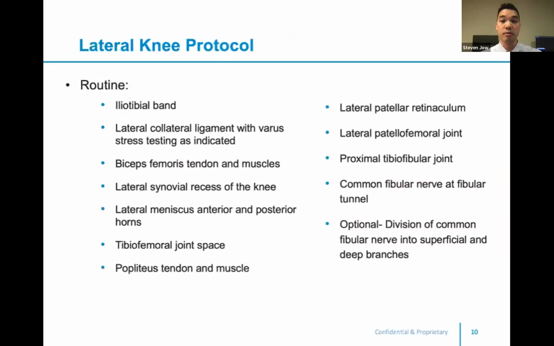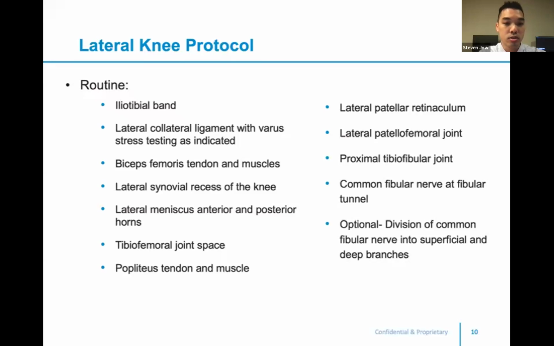So a very common technique for the lateral knee that I learned is the Z-scan protocol, in which we start at the IT band and anchor off Gerdy's tubercle with a proximal end on the lateral femoral condyle. Then we rotate the distal end of the probe to the fibular head to capture the lateral collateral ligament. And then we rotate the proximal aspects to find the biceps femoris.